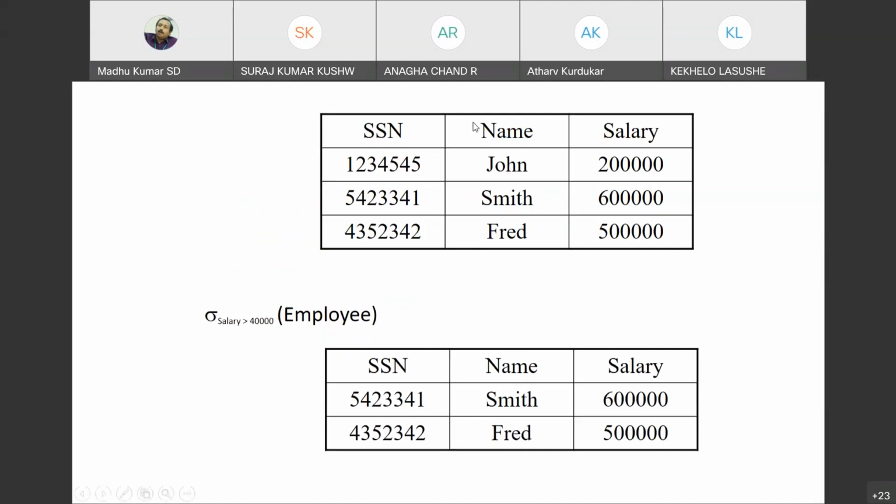An example is given here, the same example, that is, get all tuples from employee where the salary drawn is greater than 40,000. So here you have Smith and Fred drawing salary more than 40,000. So this is actually the resulting relation, or the output relation, of this particular query.